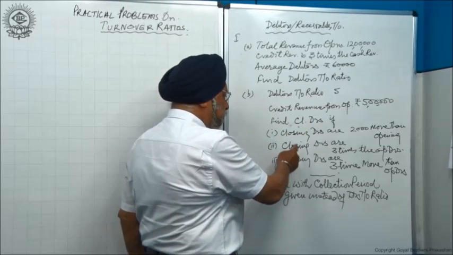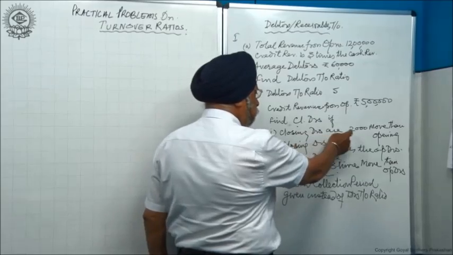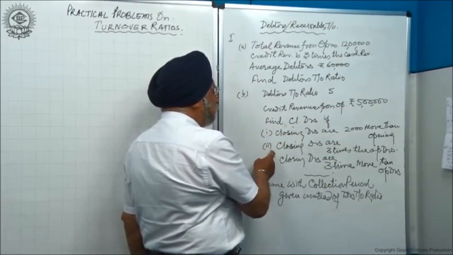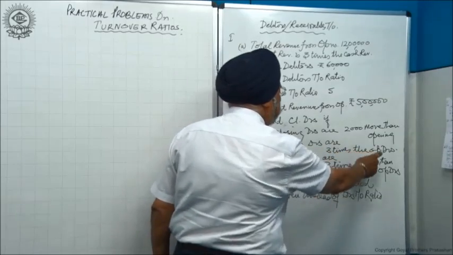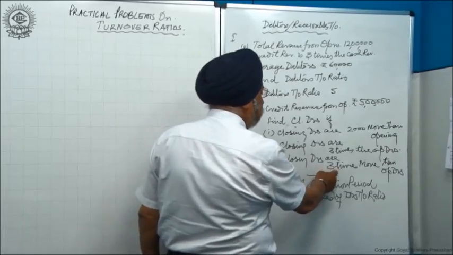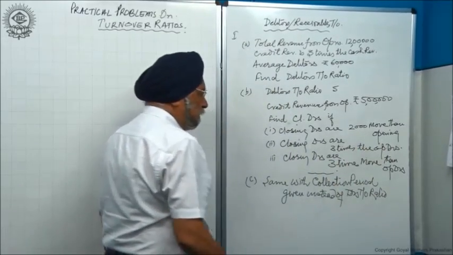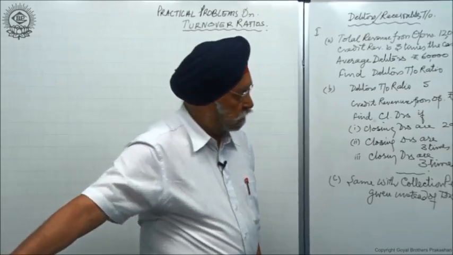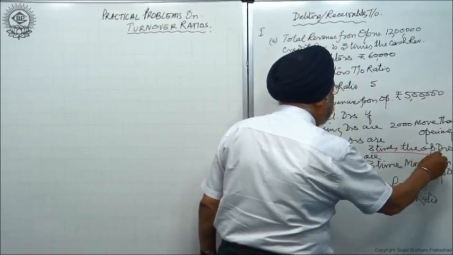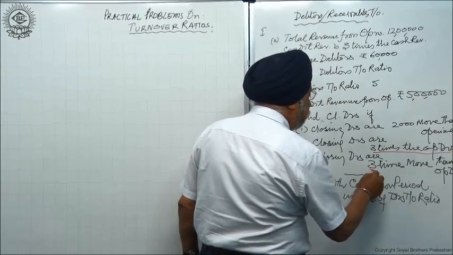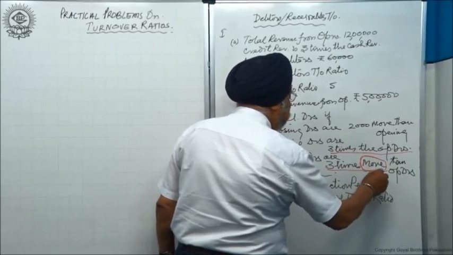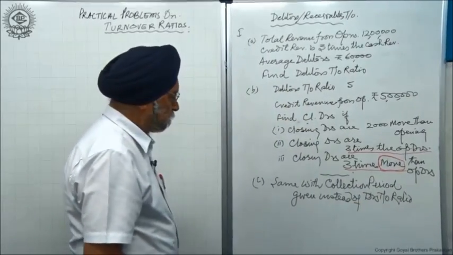Find out closing debtors such that the closing debtors are 2,000 more than the opening debtors. Find out the closing debtors such that the closing debtors are 3 times the opening debtors. Find out the closing debtors such that the closing debtors are 3 times more than the opening debtors. Now mind, this is not the same thing. This is 3 times the opening debtors. This is 3 times more than. This is a very important addition, and it makes a difference.